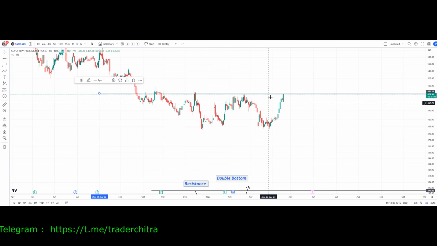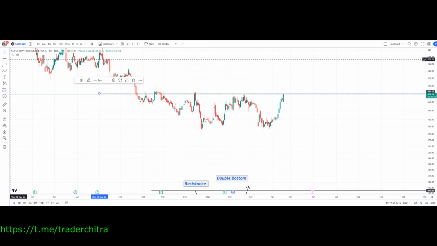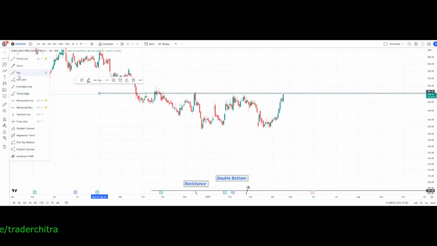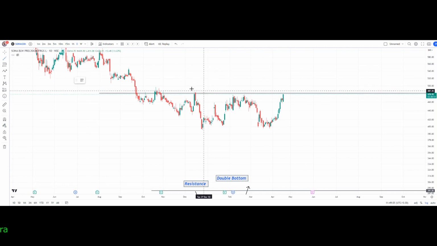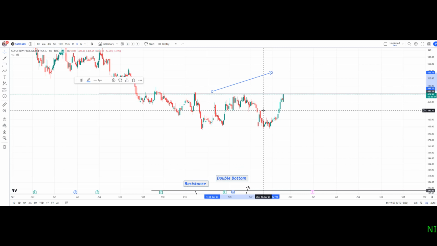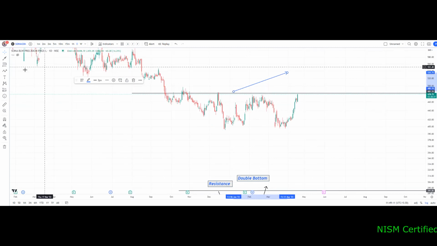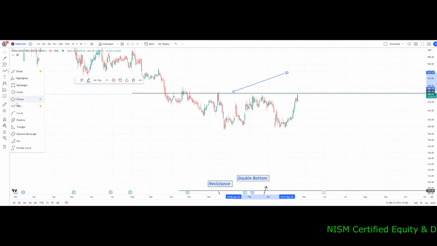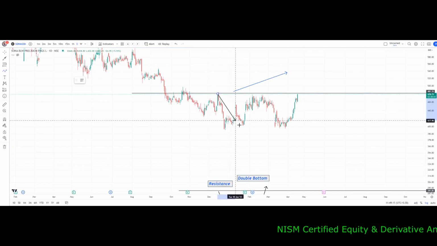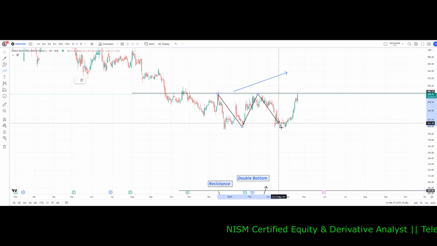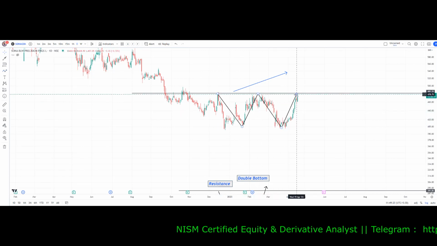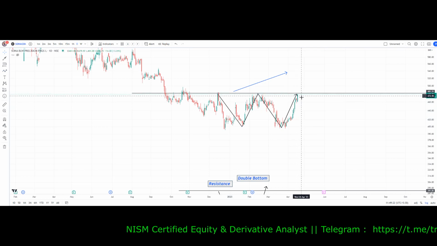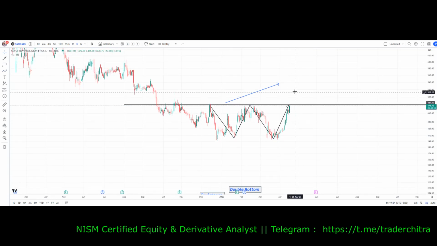So what will happen if the price crosses above this level? We can see an up move from this level, right? We can see that the rally is there when the price is breaking the resistance zone. Also, we can see a double bottom is formed in this stock. So when the price is breaking this high, one can enter into the long trade.